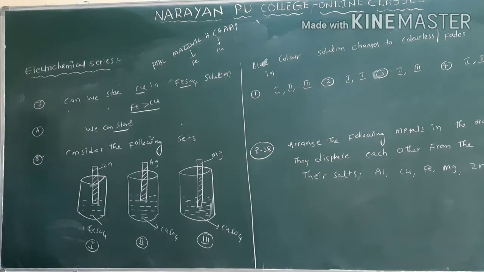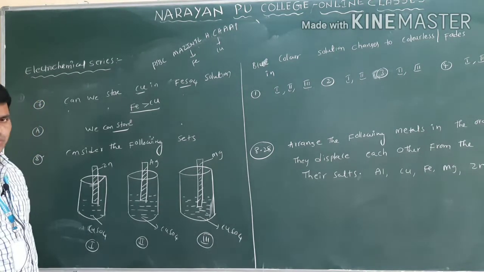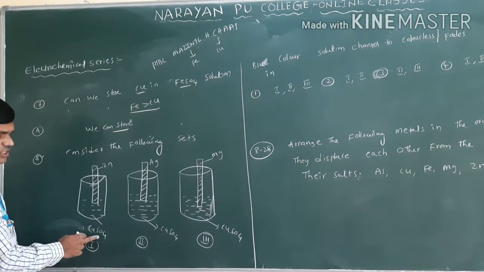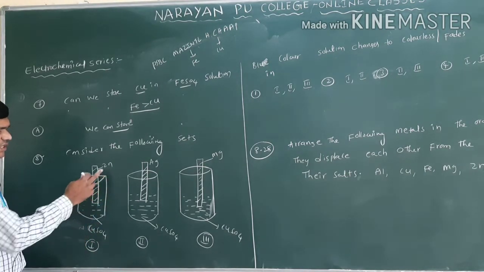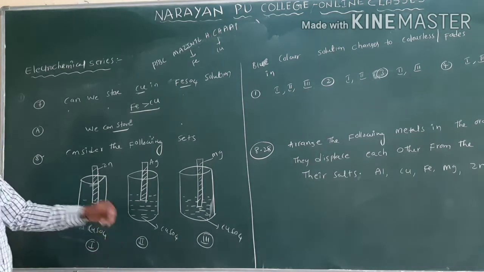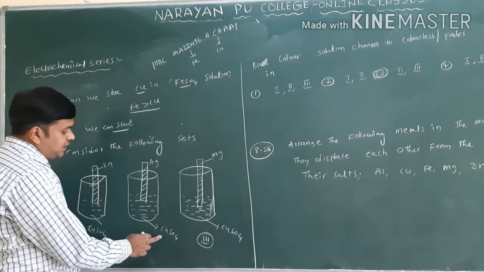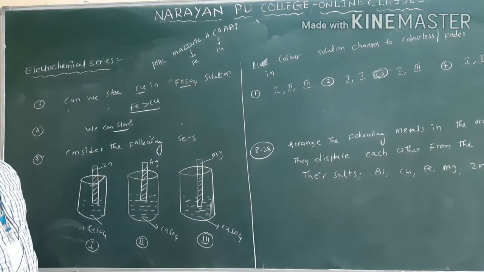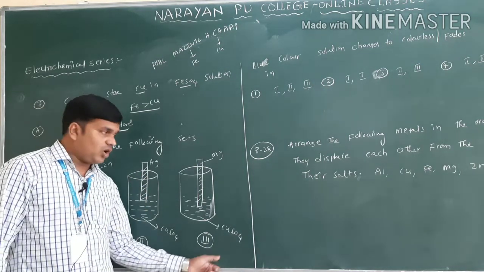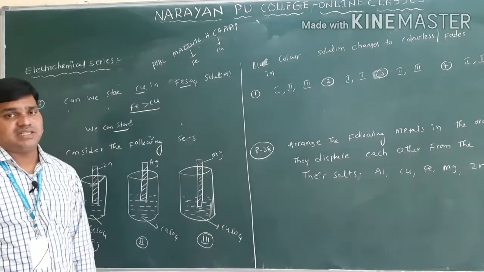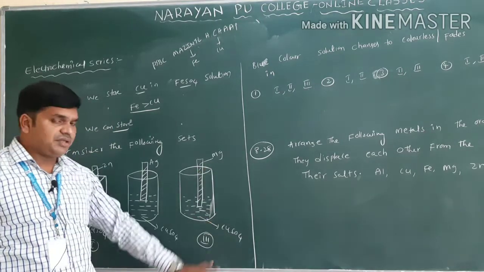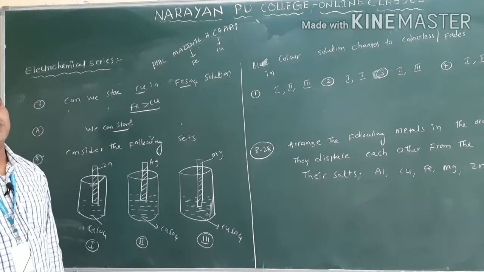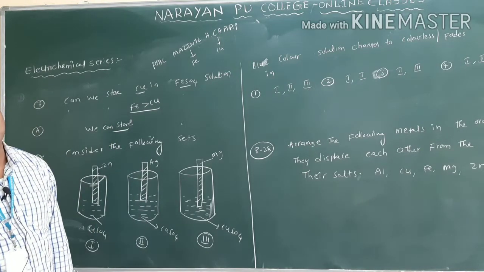Come to question number 8. We have to consider the following sets only. Set 1: what are the solutions we have? Copper sulfate is there, and zinc is there. In the second compartment we have copper sulfate and a silver metal rod. In the third we have copper sulfate and magnesium metal. So all 3 vessels have the same copper sulfate solution, but the metal rods are different.